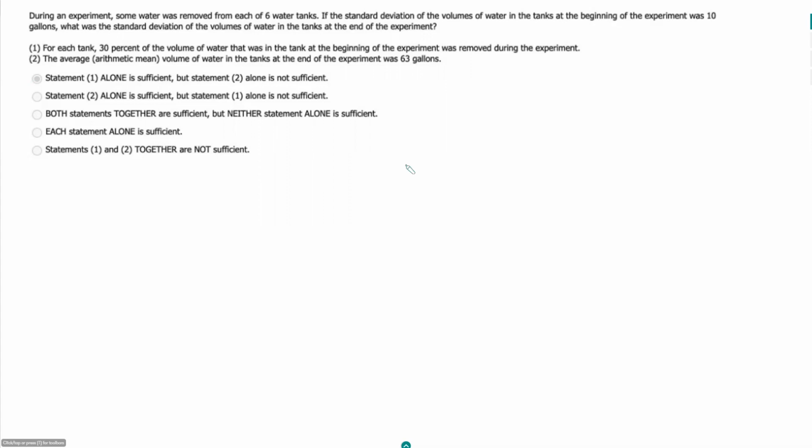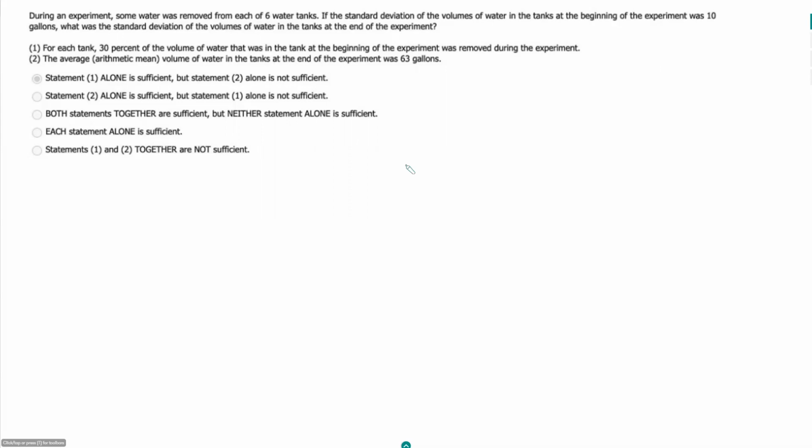During an experiment, some water was removed from each of 6 water tanks. If the standard deviation of the volumes of water in the tanks at the beginning of the experiment was 10 gallons, what was the standard deviation of the volumes of water in the tanks at the end of the experiment?